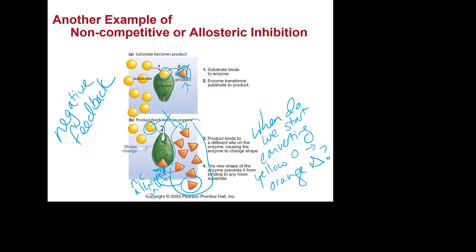When we run out of orange triangles. When this concentration of orange triangles goes down, this inhibitor falls out, and we go back to where we were at the beginning, yellow circles into orange triangles.